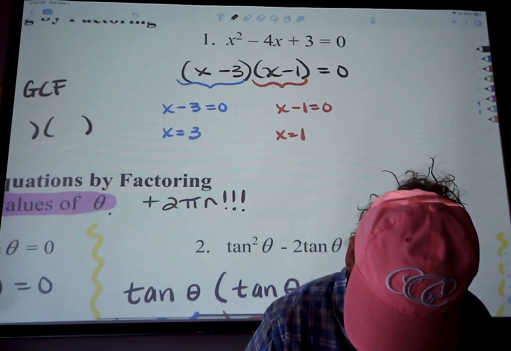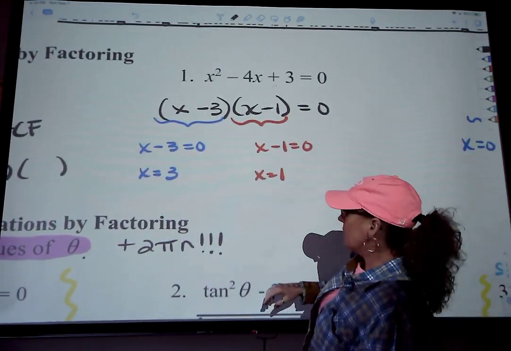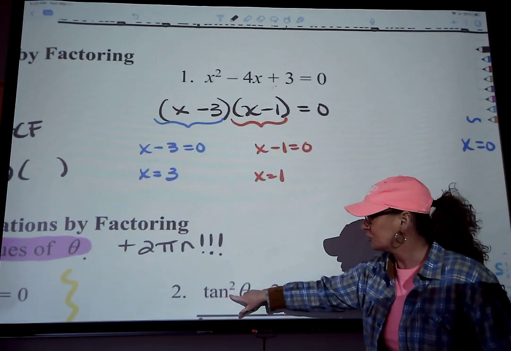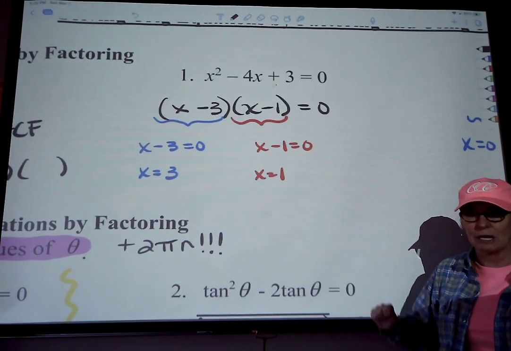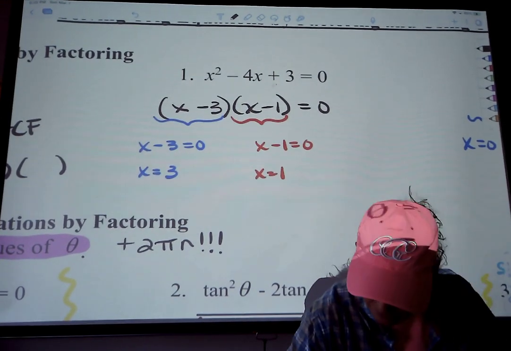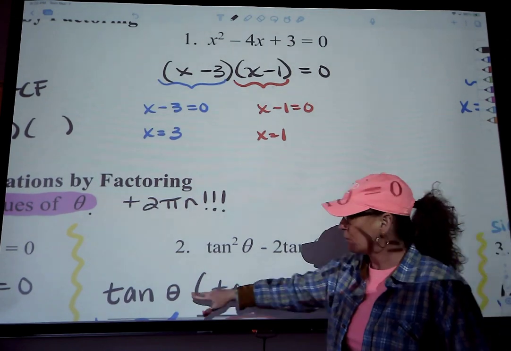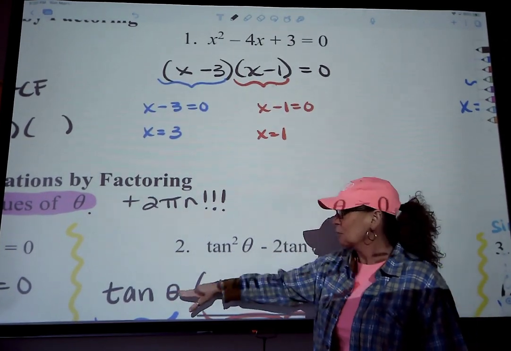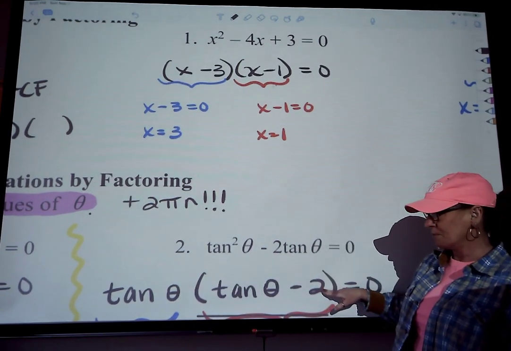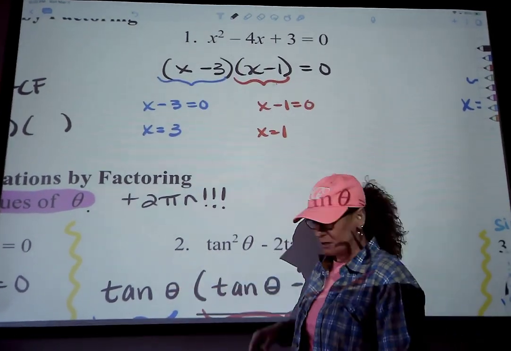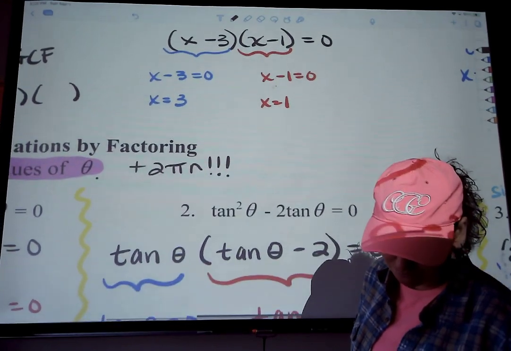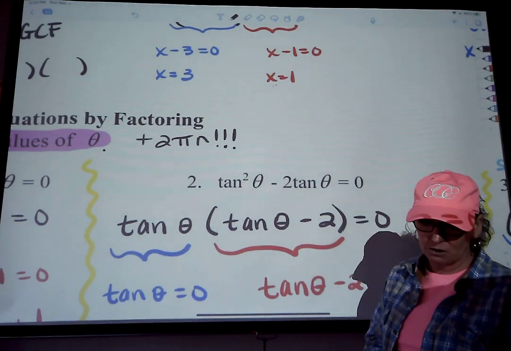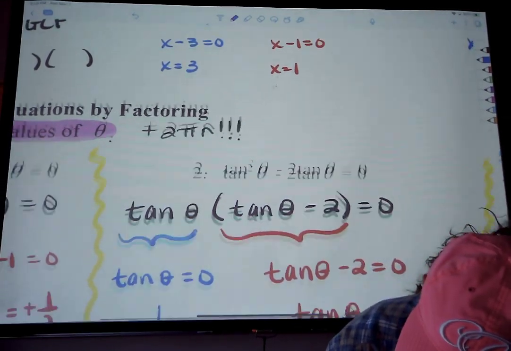Next one. Where am I? Here I am. Set equals 0. It has 2 terms. Do they have a greatest common factor? Yep, they both have a tangent. Pull it out. So when I pull a tangent out of tangent squared, I still have a tangent to the first. Minus, pull out a tangent, and I'm left with 2. Set each quantity equal to 0. So set this piece equal to 0, set this piece equal to 0, and solve from there.